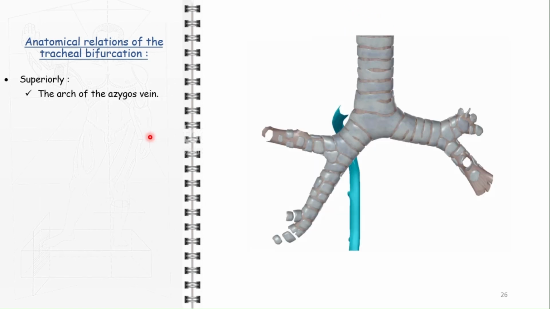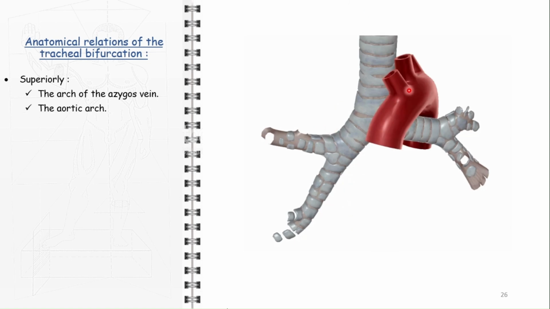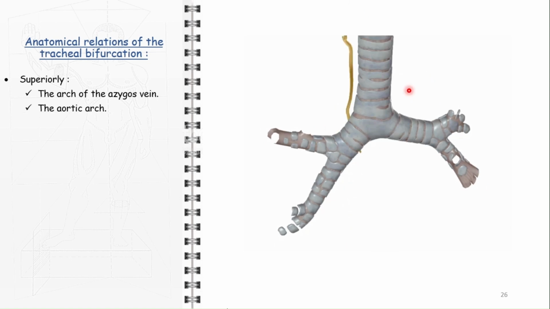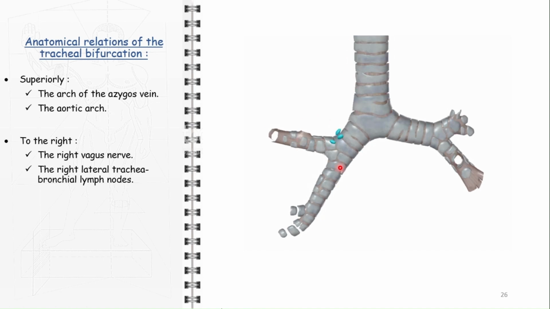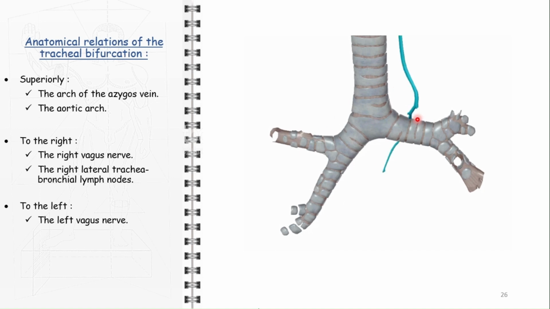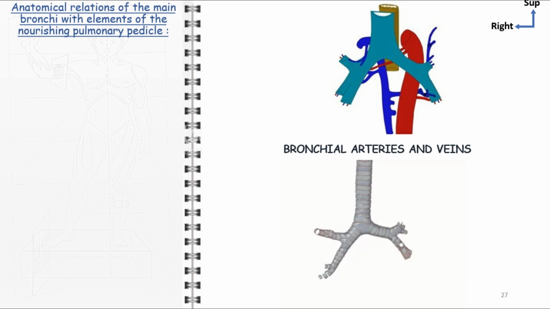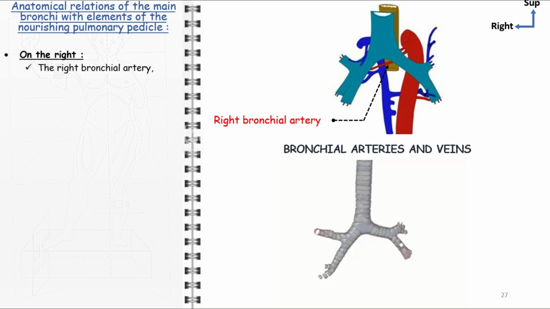Superiorly, with the arch of the azygous vein and the aortic arch; to the right vagus nerve, the right lateral tracheobronchial lymph nodes, and to the left vagus nerve. The anatomical relations of the main bronchi with elements of the nourishing pulmonary pedicle are: on the right, the bronchial artery, that travels along the posterior surface of the right main bronchus.